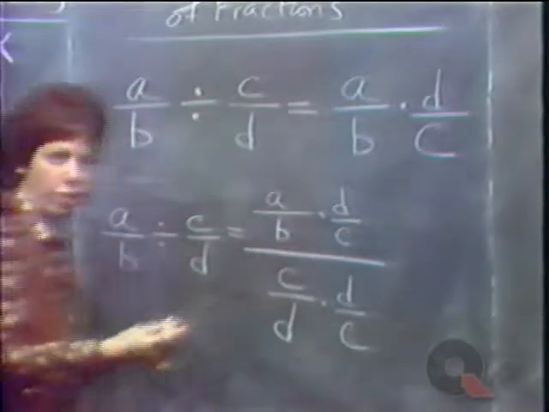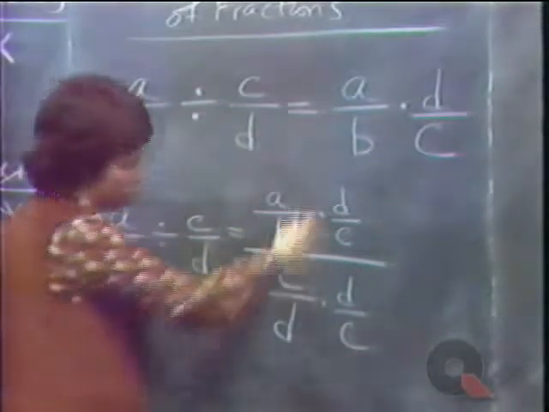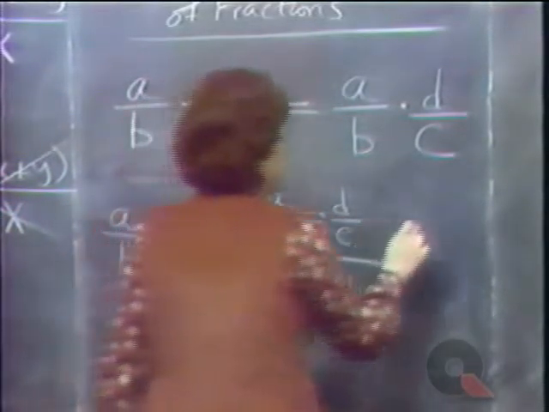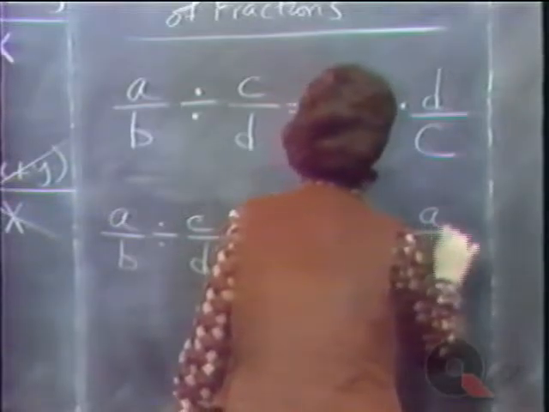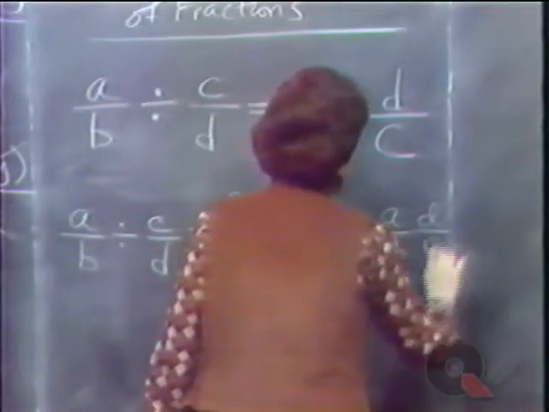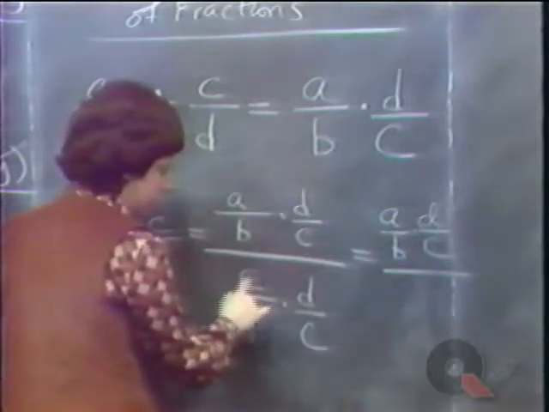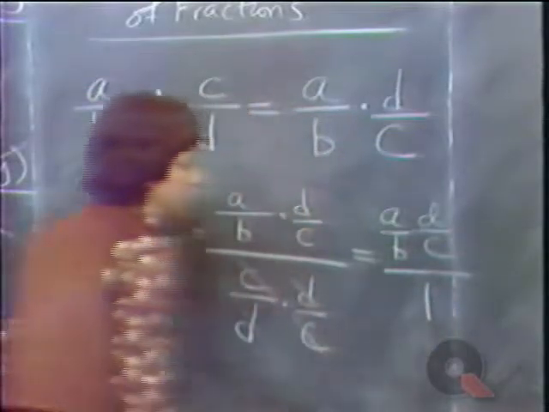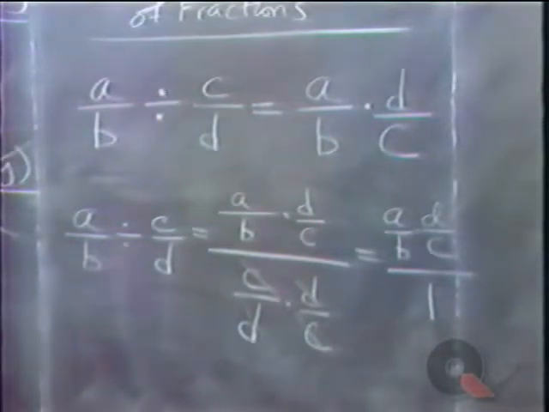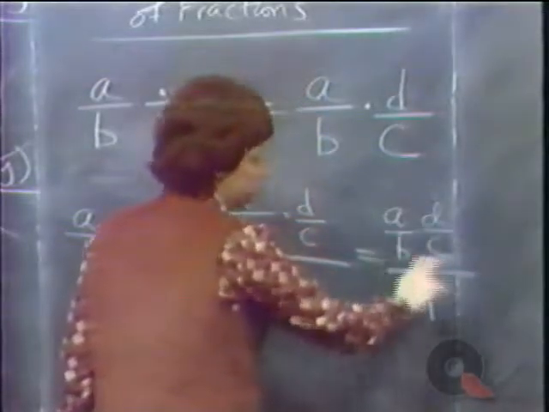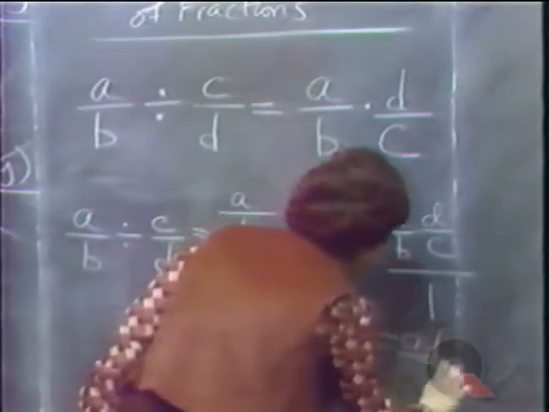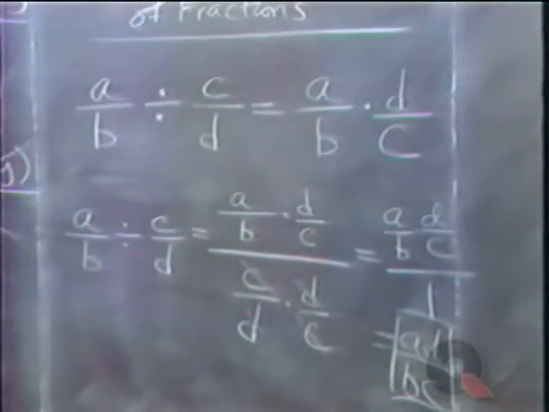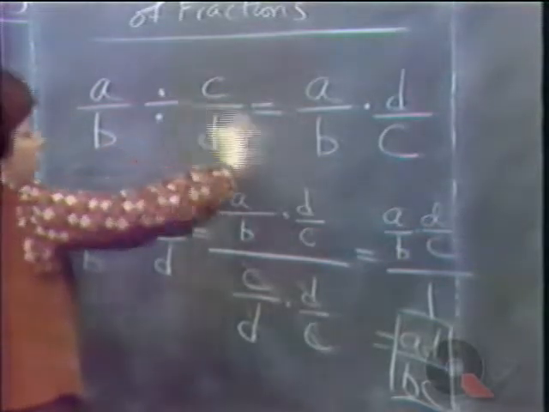It's like the k that we had before. In other words, I'm multiplying the top and the bottom by k, but it's in the form D over C. Now when I do it, look what I get. On the top I get A over B times D over C. And on the bottom, CD over CD, or the C's cancel and the D's cancel, giving me just 1. So I get AD over BC divided by 1, or just AD over BC, which is what I had here. In other words, to divide the fractions, you invert this one and you multiply.